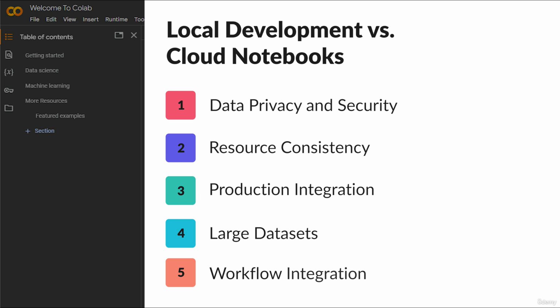Large datasets. Cloud notebooks often struggle with industrial-scale datasets, while local setups can connect directly to data warehouses or local storage. Workflow integration. Local environments integrate better with version control, testing frameworks, and MLOps tools. While Colab is convenient for learning, I've rarely seen it used in production environments. Professional data scientists typically work in local environments or dedicated cloud compute specifically configured for their company's needs.